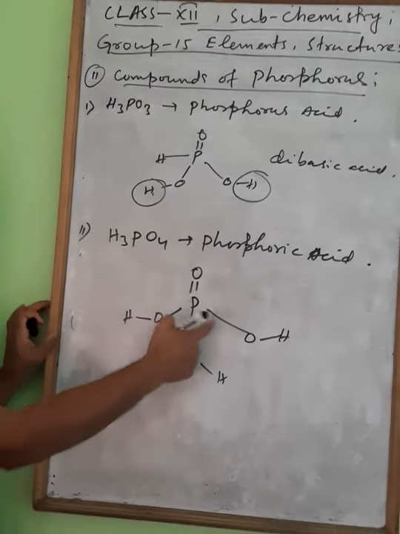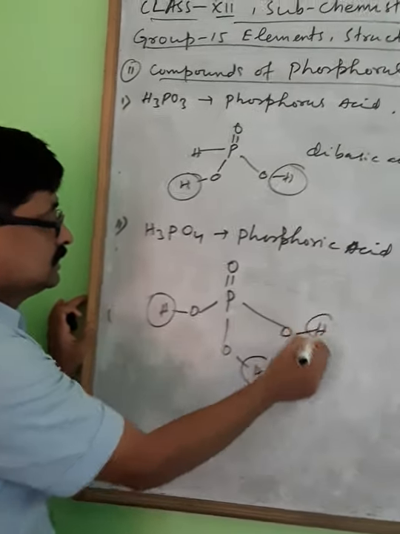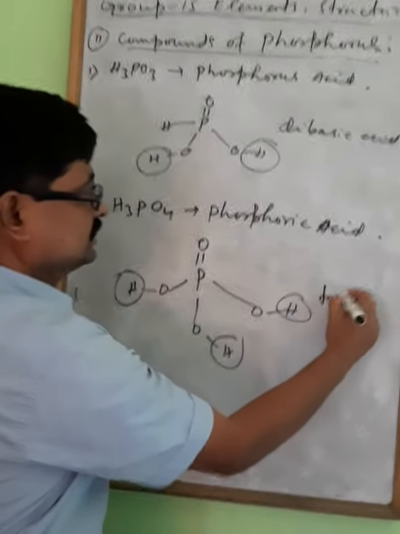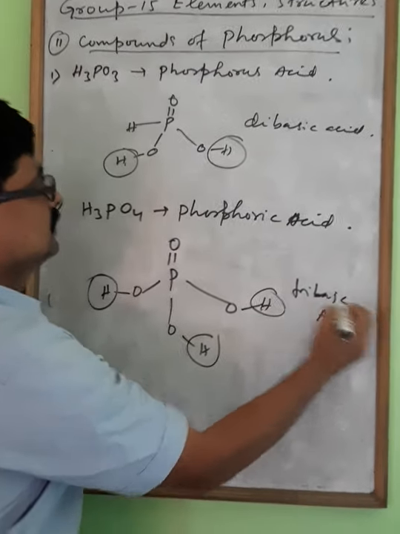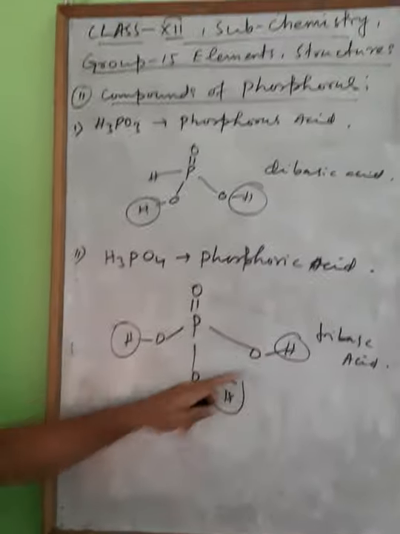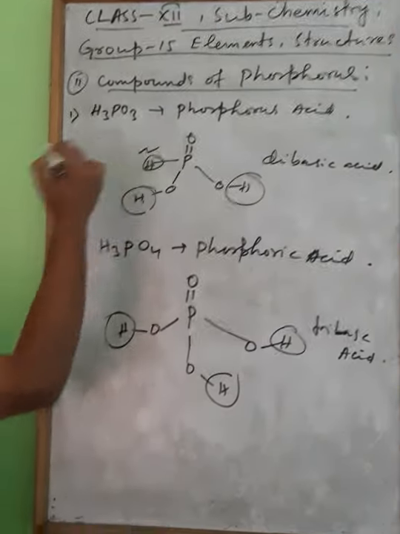See, 1, 2, 3, 4, 5 bonds around this phosphorus, and how many protonated hydrogens? 3. So it is a tribasic acid. 3 hydrogens, tribasic. Here 3, but 2. This one is not countable.